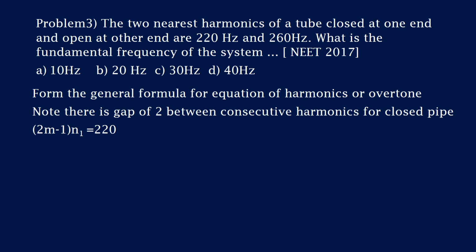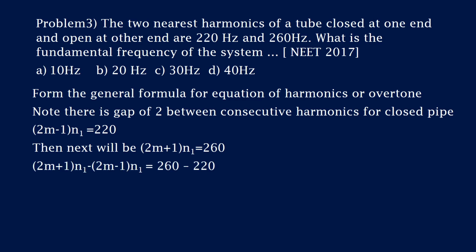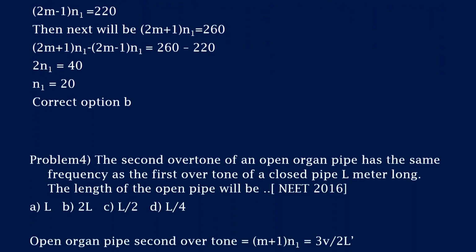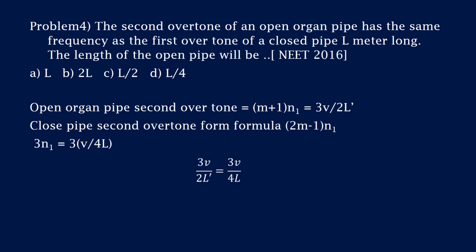Therefore, (2m minus 1) into n1 is equal to 220 Hz. Then the next frequency will be (2m plus 1) into n1 equal to 260 Hz. Subtracting the values, we get (2m plus 1) into n1 minus (2m minus 1) into n1 is equal to 260 minus 220. 2n1 is equal to 40 Hz, or n1 is equal to 20 Hz. Option B is correct.